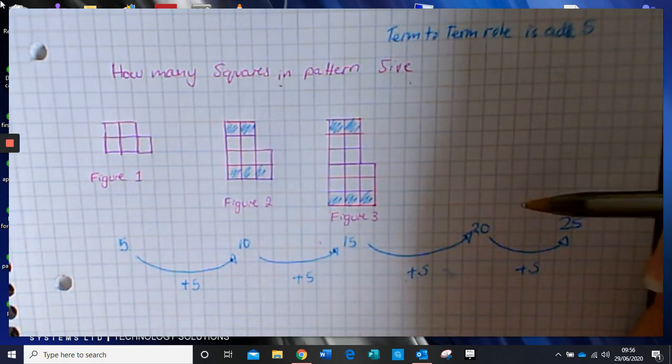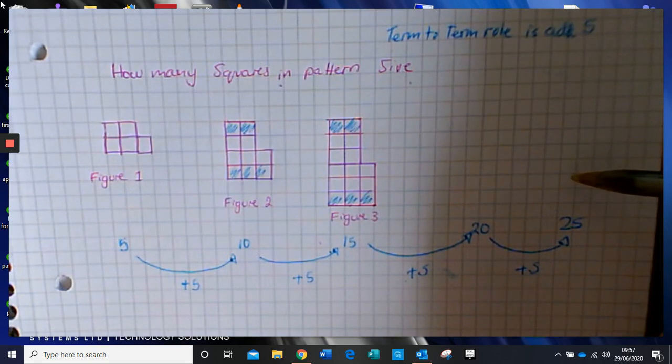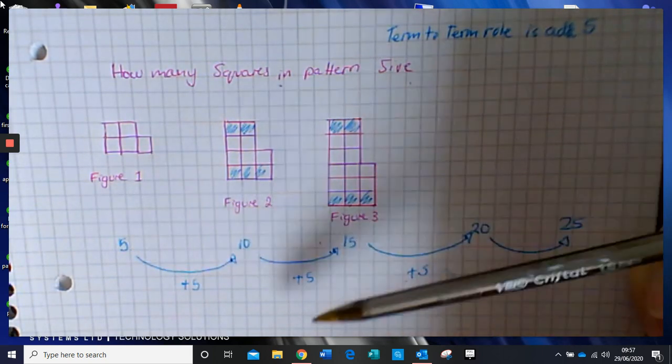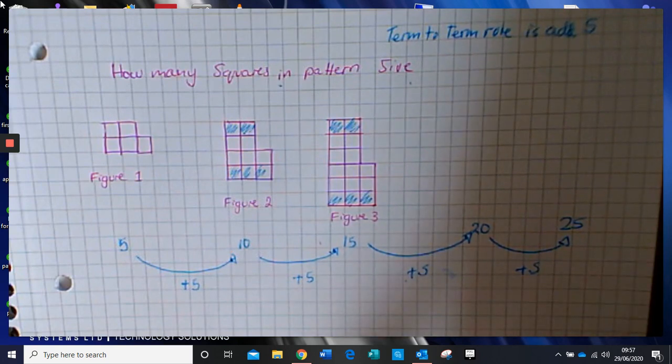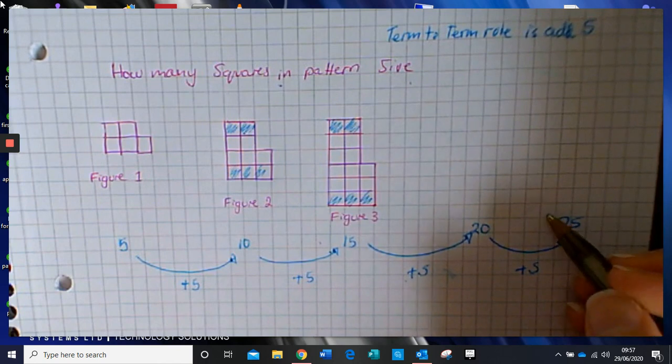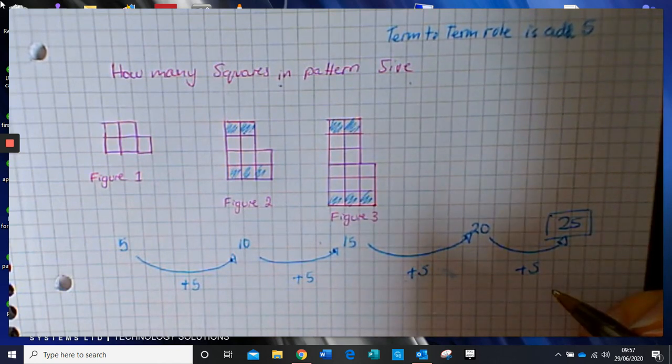And you could draw out these patterns until you get to pattern 5. But you can see if you're comparing the numbers, it is actually a lot quicker. So the answer to this would be 25. There are 25 in the fifth pattern or in figure 5.